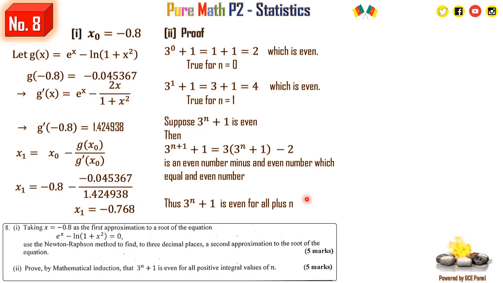There are other longer ways you can do the proof too. Yes. So I take it again. By induction, we test maybe for n equals 0. For n equals 0, we have 3 to the power 0 plus 1, which equals 1 plus 1, which equals 2, which is even. So it is true for n equals 0.